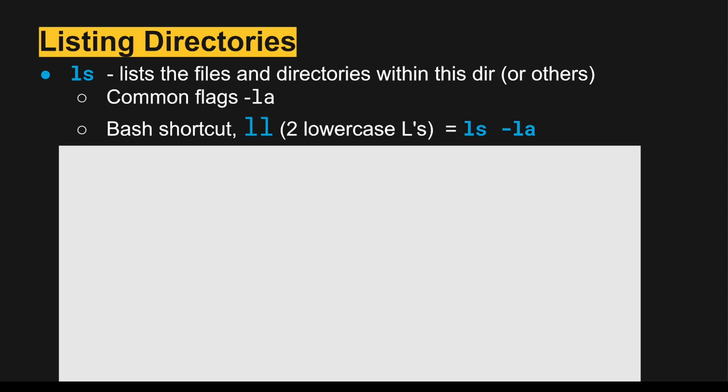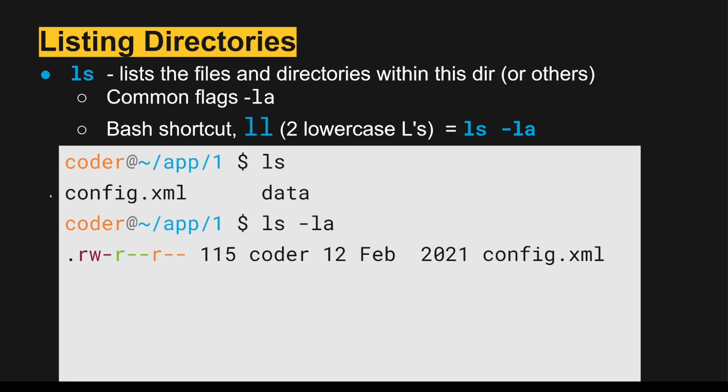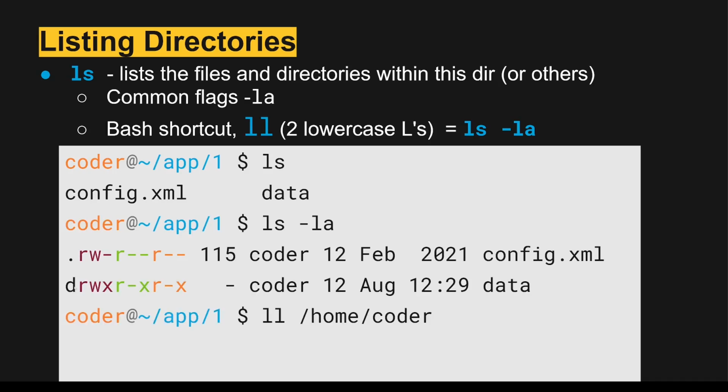In Bash that we'll use, there's also a well-known shortcut built into it called ll, which is two lowercase l's. And it does the command ls -la, which will give us additional information in the directory. So if we just do ls, we get just two of the file names. But if we do ls -la, we get this more detailed file listing that tells us information about that.